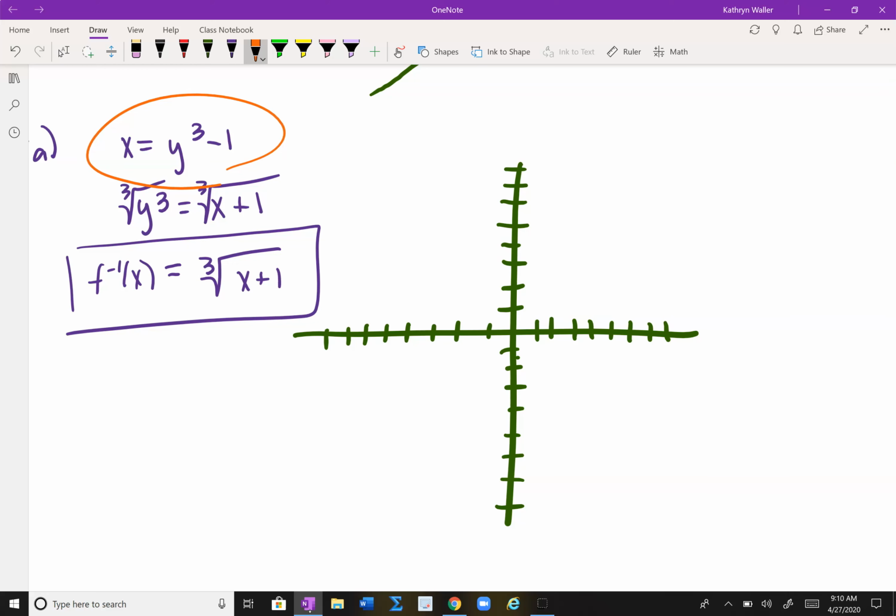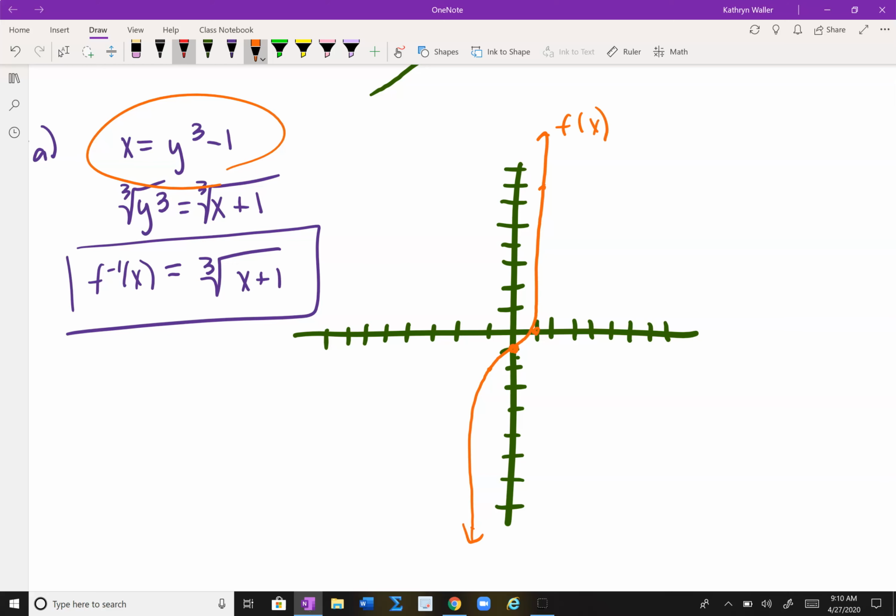That's a cubic shifted down 1. So there's that center point, down 1. And then the stretch is right 1, up 1, left 1, down 1. And the next one is 2, 8, which would be here. And then negative 2, negative 8, which would be about like that. There's your graph. And you have to be really careful to label that, okay?